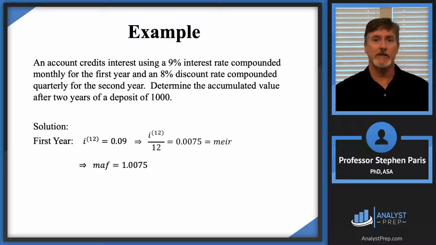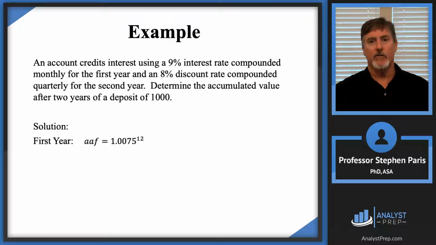So really what I need is the annual accumulation factor. Well, if I'm going to accumulate for a year, then that's the same as accumulating for a month and then another month and then another month 12 times. So I'll multiply the monthly accumulation factor together 12 times to get the annual accumulation factor. And I see then for the first year, the annual accumulation factor is 1.0075 to the 12.